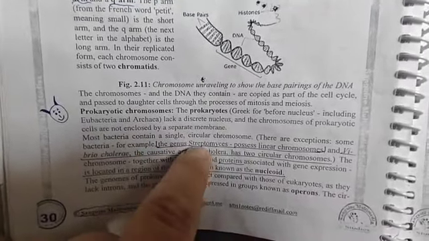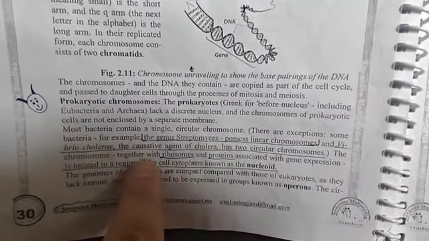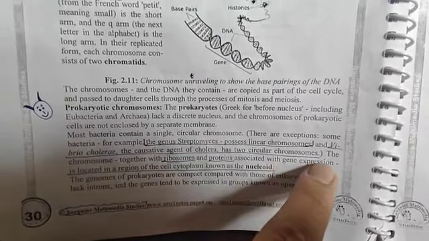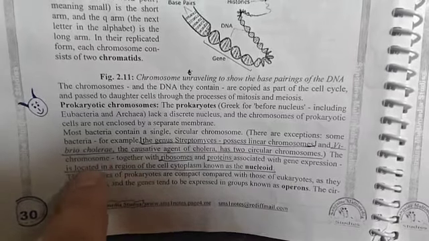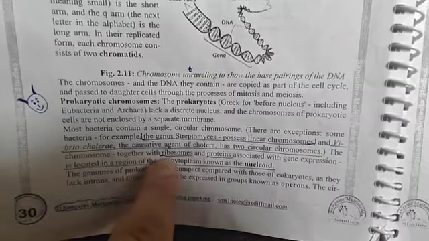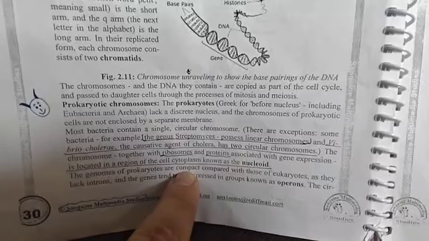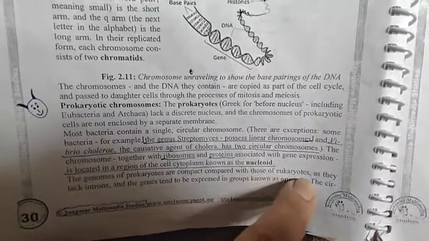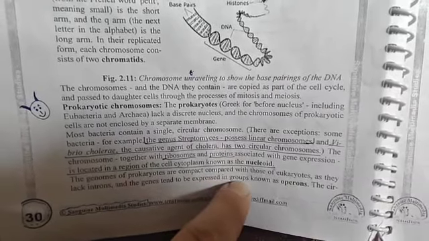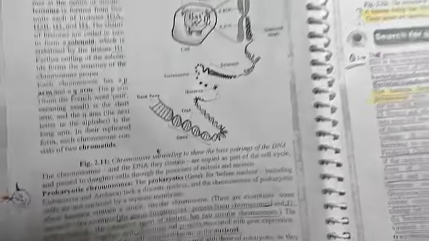Some bacteria, for example the genus Streptomyces, possess linear chromosomes, and Vibrio cholerae, the causative agent of cholera, has two circular chromosomes. The chromosome, together with the ribosomes and proteins associated with gene expression, is located in the region of the cell cytoplasm known as the nucleoid. The genomes of prokaryotes are compact compared with those of eukaryotes as they lack introns, and the genes tend to be expressed in groups known as operons.